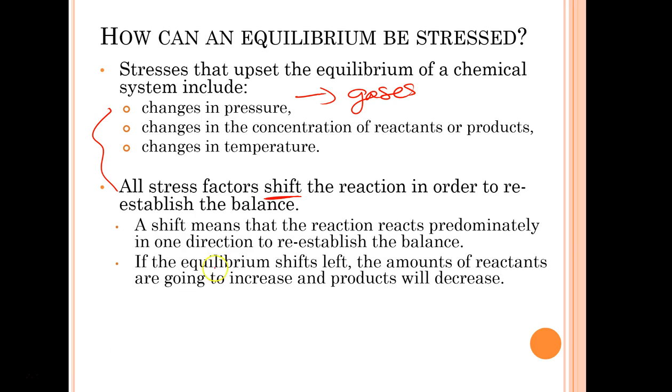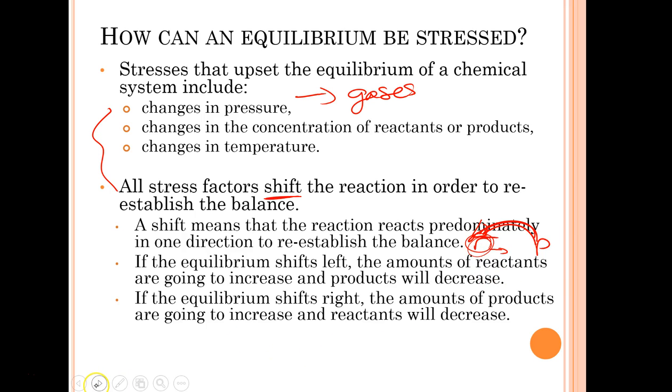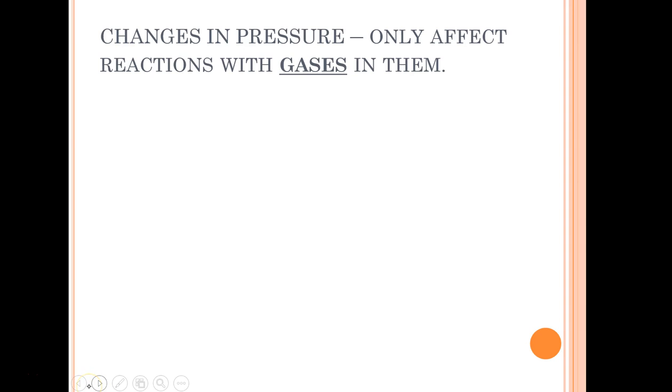Okay? If the equilibrium shifts to the left, what that means is it's going this way a lot more than it's going that way. And so the amount of the reactants is going to increase because I'm making lots of them, and the products are going to decrease. If it shifts to the right, what that means is it's going predominantly in this direction and very little backwards. So the amount of products is going to increase and the reactants are going to decrease.